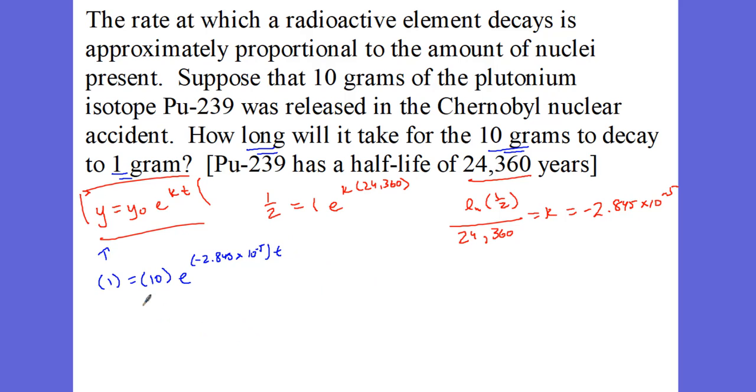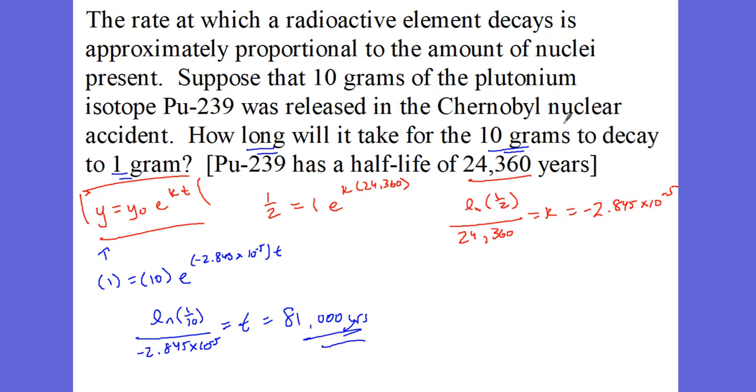So I got to do a little bit of algebra. I'm going to divide by 10, so I get 1/10. I got to do the opposite of e, which is natural log of 1/10. Then I got to divide by negative 2.845 times 10 to the negative 5th. That equals your time t. And guess what? That ends up being, if I round up, about 80,922 years, or about 81,000 years.